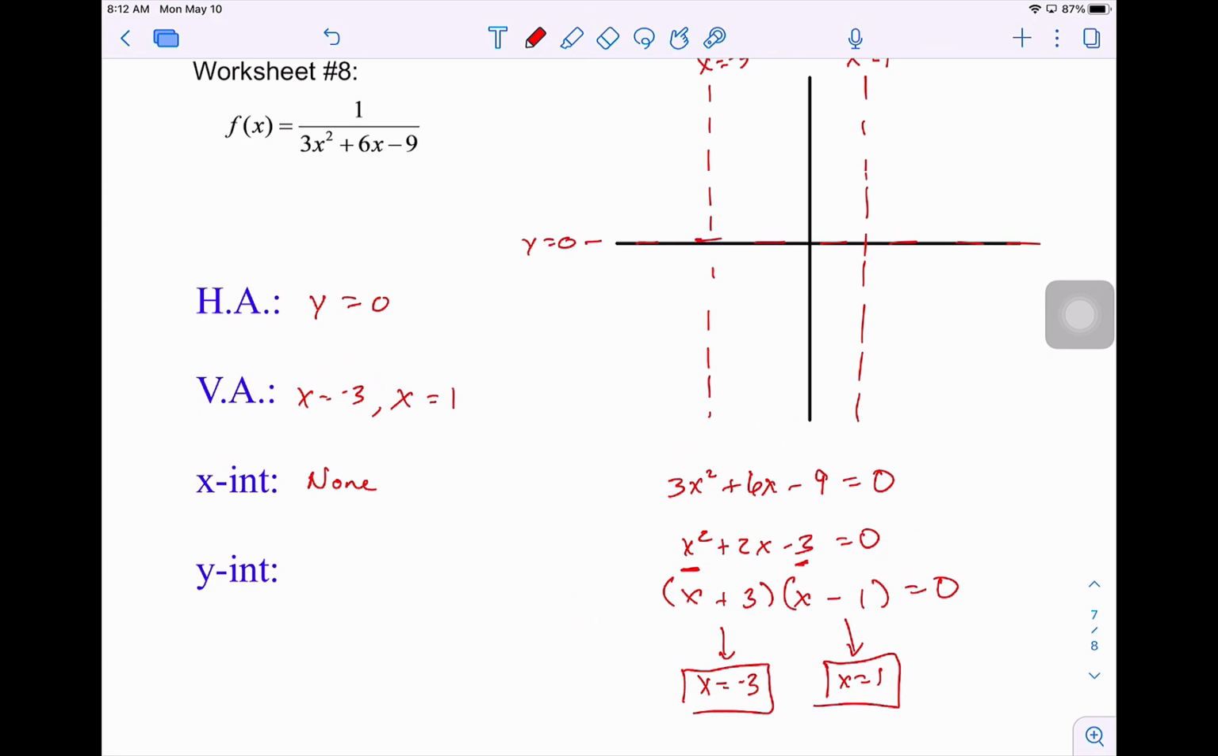And then the y-intercept, remember, is when x equals 0. So all we have to do is plug in 0 and get an answer. The nice part is when I plug in 0 here, that equals 0. When I plug in 0 there, that equals 0. So the denominator actually equals negative 9, and therefore your answer is negative 1/9. When I plug in 0, you get negative 1/9 as your y-intercept. So we're approximately, let's say, about right here.